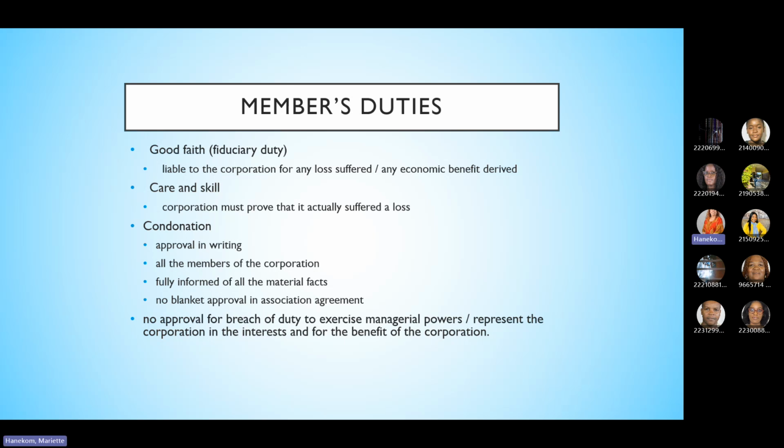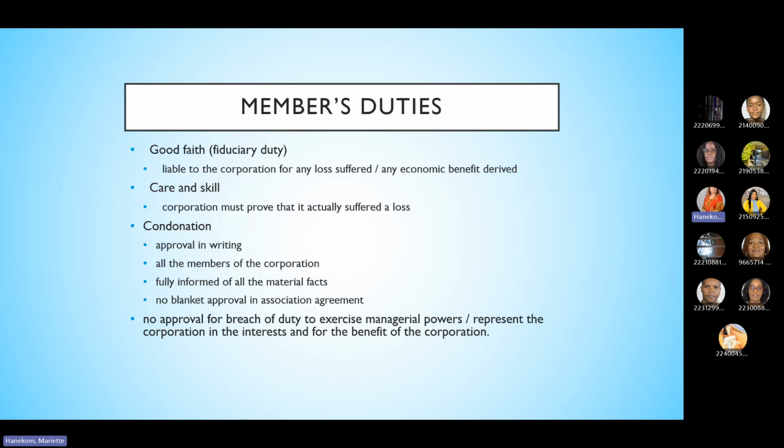Remember what I warned you when we were doing directors' duties? These are separate duties. Don't mix them up. There's no such thing as the fiduciary duty of care and skill. No, that's wrong. There's a fiduciary duty, a duty of good faith, as well as a duty of care and skill. The contents of these two duties I'm not going to discuss with you because it's a repetition of what we did when we did companies. Good faith is good faith is good faith, whether you're a company director, a partner, or a member of a close corporation.